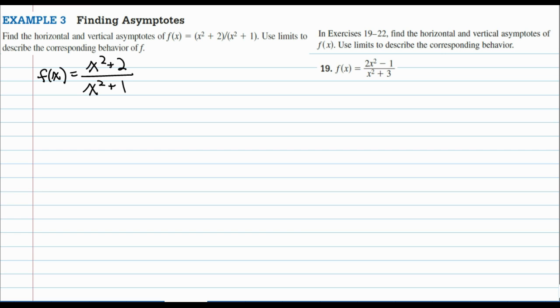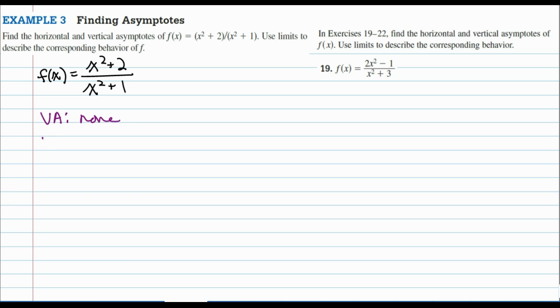First of all, vertical asymptotes are something we're very familiar with. The vertical asymptotes here are anything that's going to make the denominator 0. Well, x squared plus 1 equals 0, x squared equals negative 1. If I take the square root of both sides, that's the square root of negative 1, so that's imaginary. So there are no values that are going to make the denominator 0. So there are none.